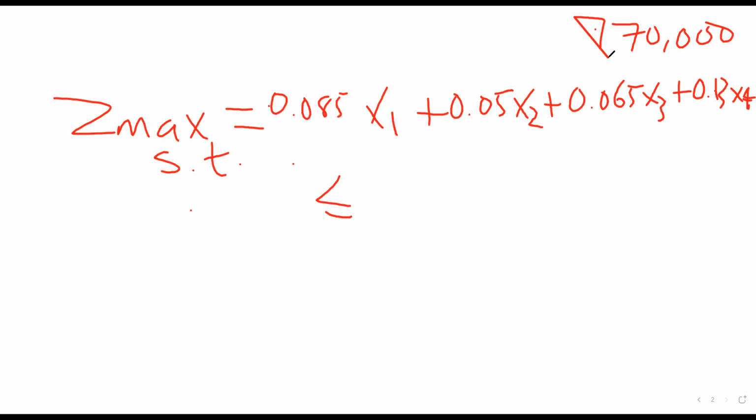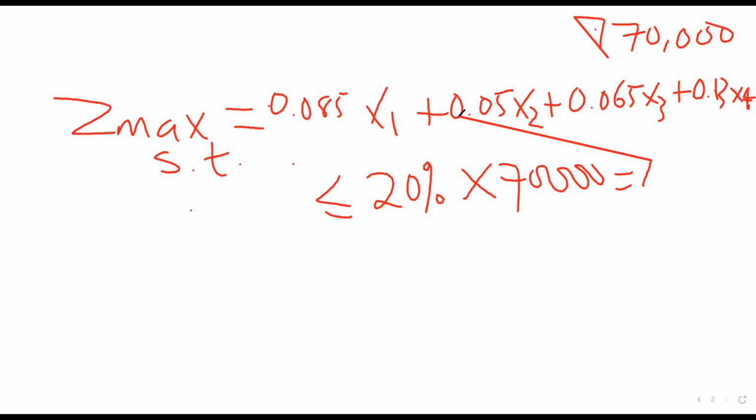20% of means times 70,000. 20% of 70,000 gives you 14,000. Somebody just cracked the answer. Beautiful, Precious, well done. So 14,000 is the amount.